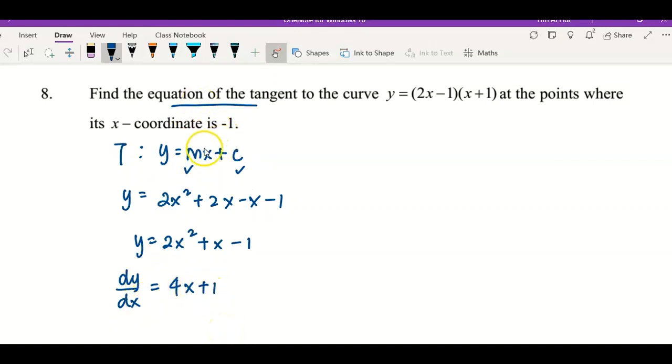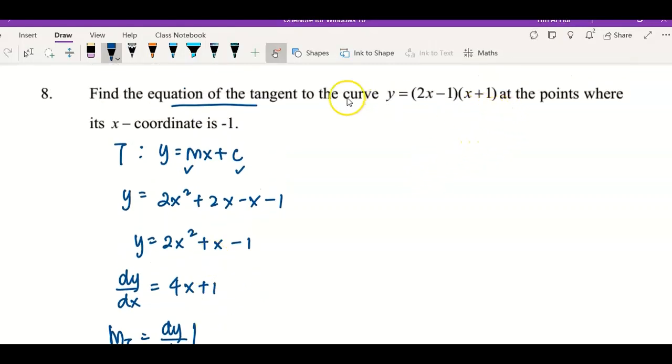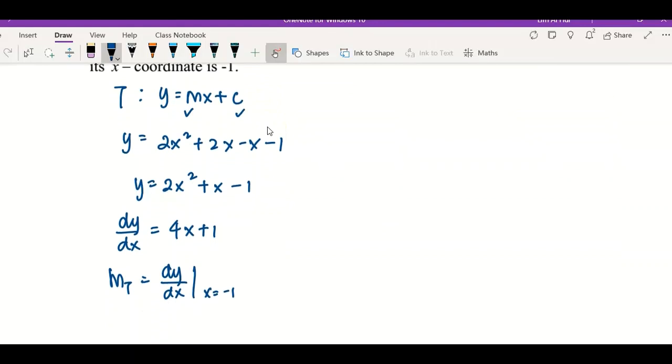In order to get your m, the gradient of the tangent, I'm going to substitute x equals -1. Why? Because the question says it wants the tangent at the point where the x coordinate is -1. So I substitute x equals -1 into my dy/dx so that I can get the gradient of the tangent. I got -4 plus 1, that will be -3. This is the gradient of the tangent.